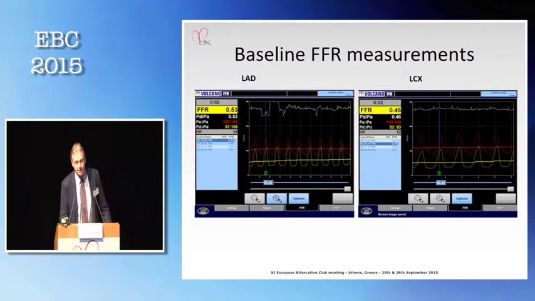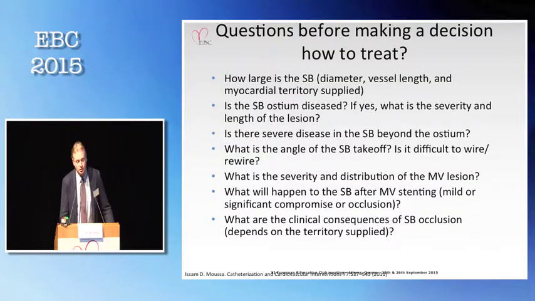And this is FFR, as you see, really significant lesions for LAD and LCX, 5.3 and 4.6. Next one. And of course, the question before making a decision how to treat: how large is the side branch diameter, vessel length, and myocardial territory supplied; is the side branch ostium diseased, and if yes, what is the severity and length of the lesion; is there severe disease in the side branch beyond the ostium; what is the angle?